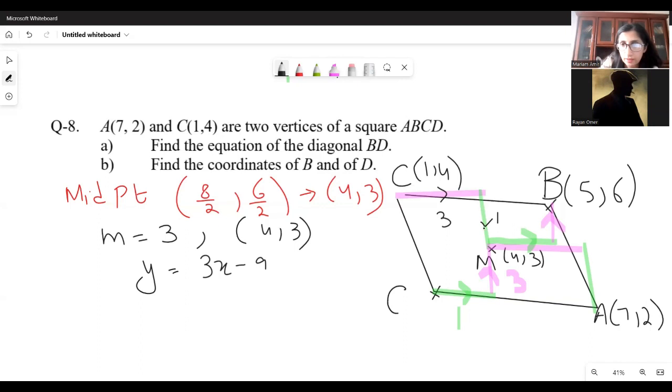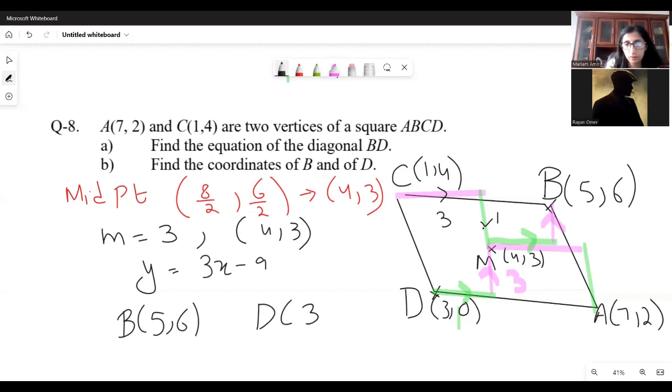Then how do we find D? Miss, I think we do the same process. We take it from the midpoint but towards the left. So what should be the coordinates? 3,0 perhaps. Yes, that is the correct answer for the second coordinate, 3,0. So it's going to be 5,6 for B, or for D, doesn't matter, and 3,0 for the other.